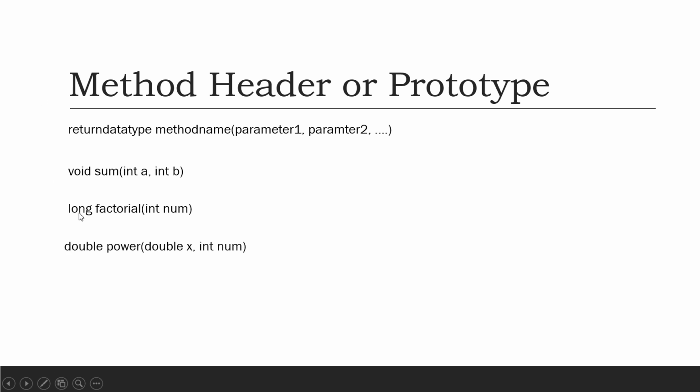Similar to long, we can also return a double. How can we write that? Let's say we have written the method name as power, and here we have given a double variable and then some number. It is going to calculate the power of the number and return it as a double type. In that kind of scenario, we can write it like this.